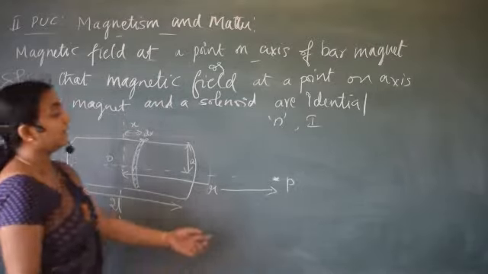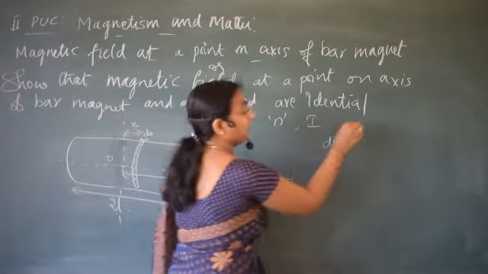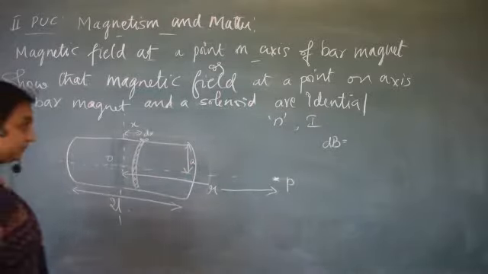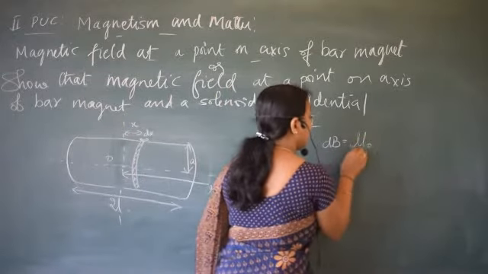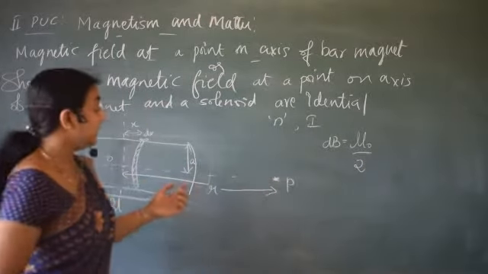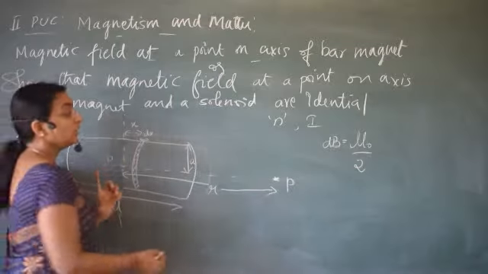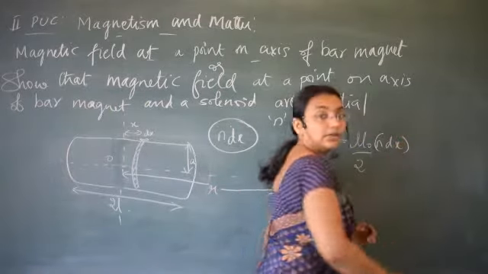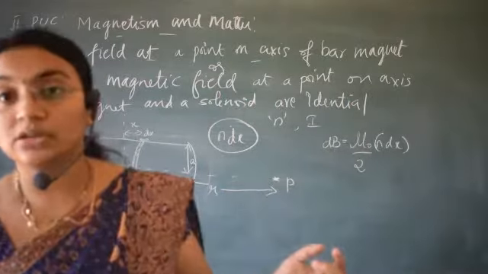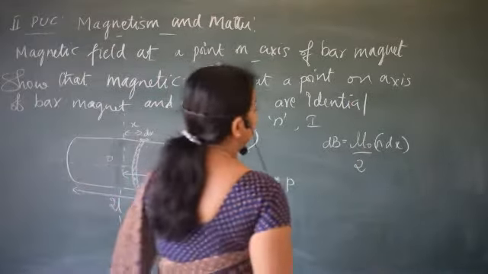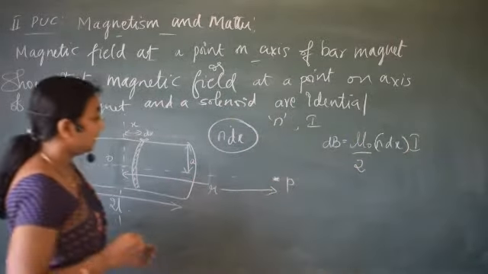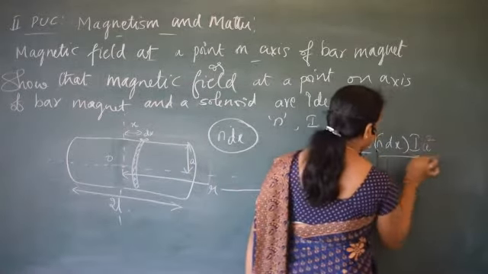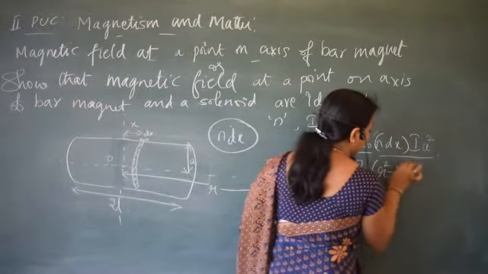The magnetic field at the point P, let us write it as dB. Using Biot-Savart's law, dB is equal to mu naught by 2, n into dx, I r square, where r here is a, the radius. So I a square divided by r square minus x square, correct.